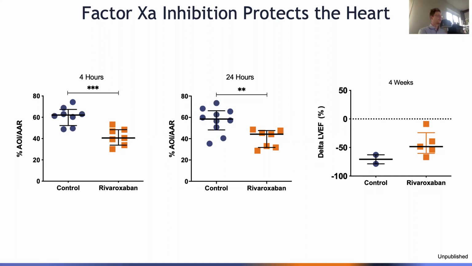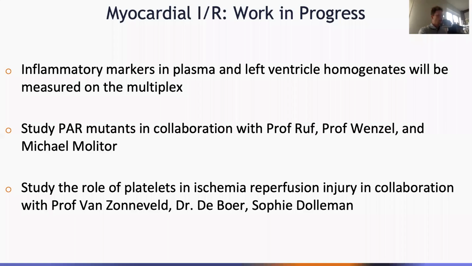And can that be inflammation? Yes, definitely. So what we're further doing in this project is we're going to measure the inflammatory markers in the plasma and in the left ventricle homogenates, again using the Luminex multiplex system. And here we're going to study the role of the coagulation cascade by using PAR mutants in collaboration with Professor Hoof, Professor Wenzel, and Michael Mulliter.